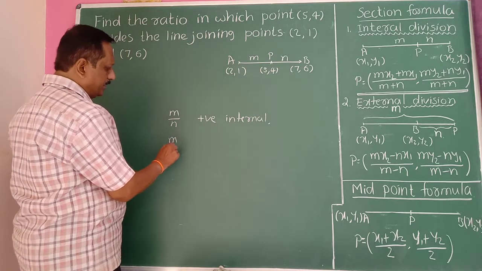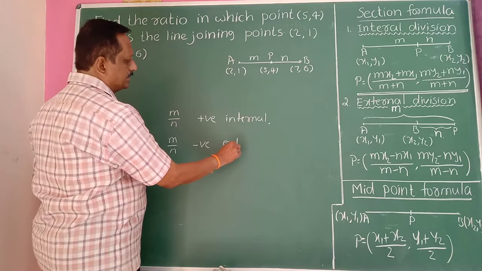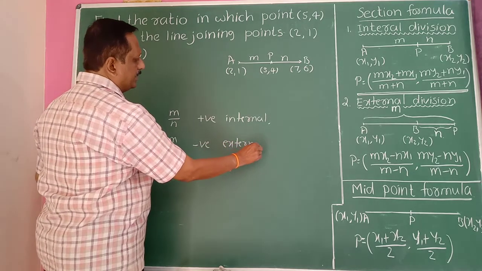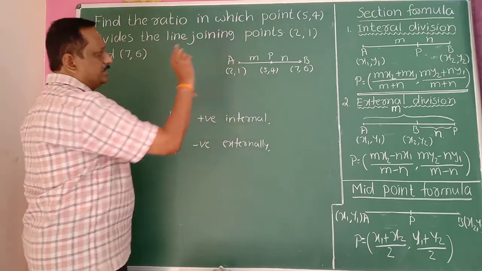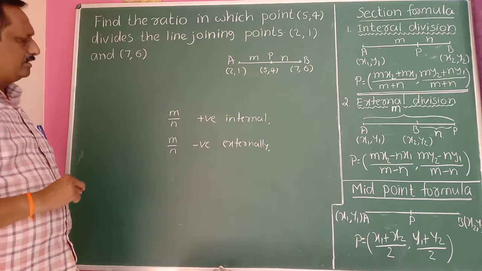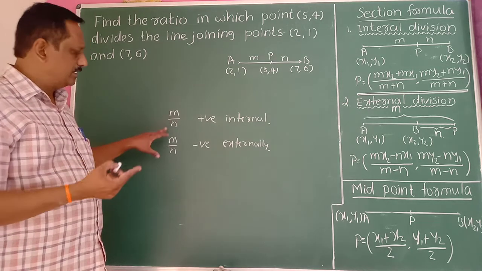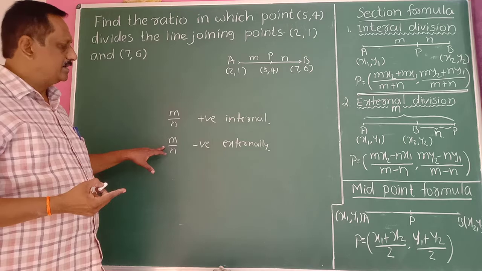If m upon n gives a negative value, then it is an external division here. Okay. In the beginning you take it internally only. After that you decide: if it is positive, then it is an internal division. If it is negative, then it is an external division here.